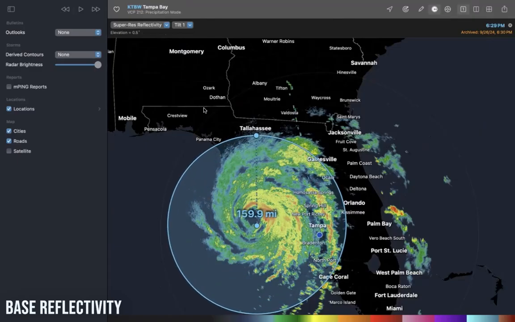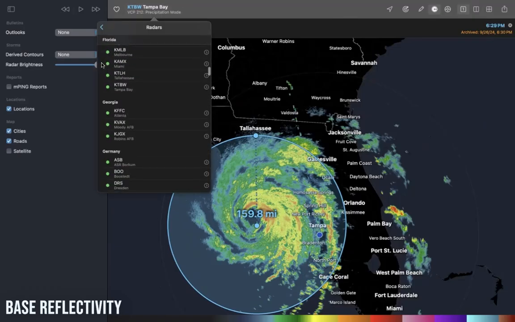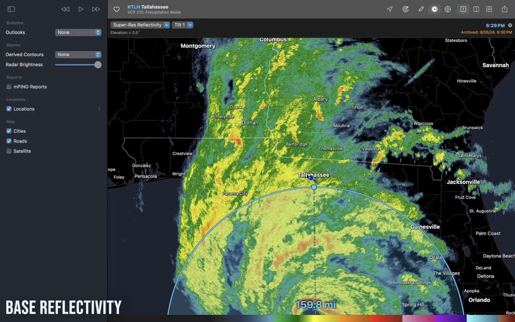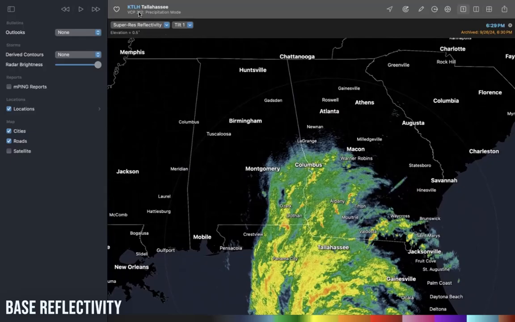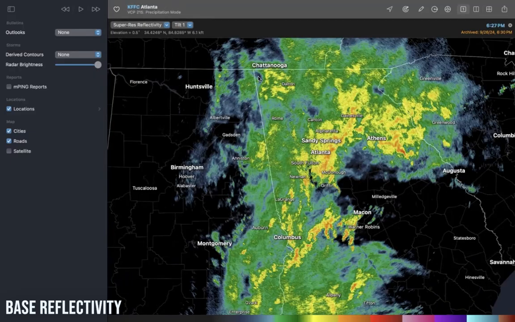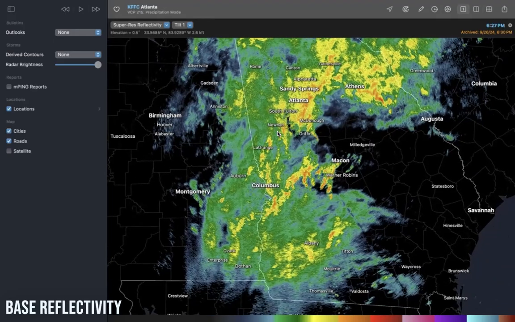If I switch to the Tallahassee radar, you can see that the rain bands from Helene are stretching deeply inland towards Georgia, the Carolinas, and Appalachia. So there's a lot of persistent heavy rainfall with this storm. And even further north, if I look at the Atlanta radar, there's a lot of heavy rainfall across the states north of the storm.